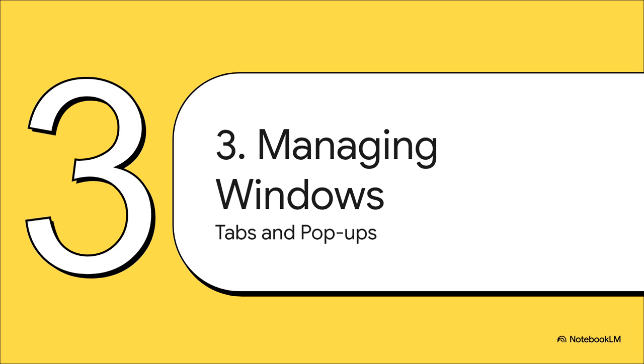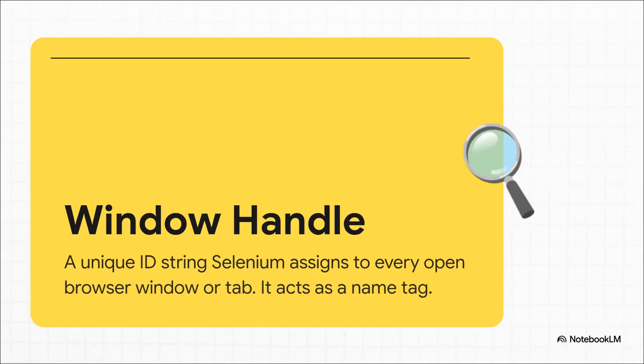All right, so finding stuff on a single page, we've got that down. But what happens when the website throws us a curveball, like opening a brand new tab? Your script's focus is still stuck on that original page. So we need a way to manage, and more importantly, switch between these different windows. The secret sauce here is something called a window handle. Just think of it like a unique name tag, a random string of characters that Selenium automatically pins on every single tab or window the moment it opens. This ID is how Selenium tells them all apart.